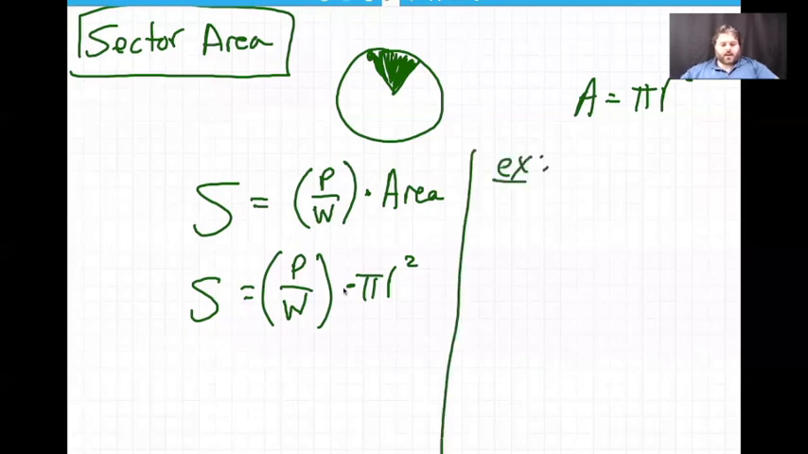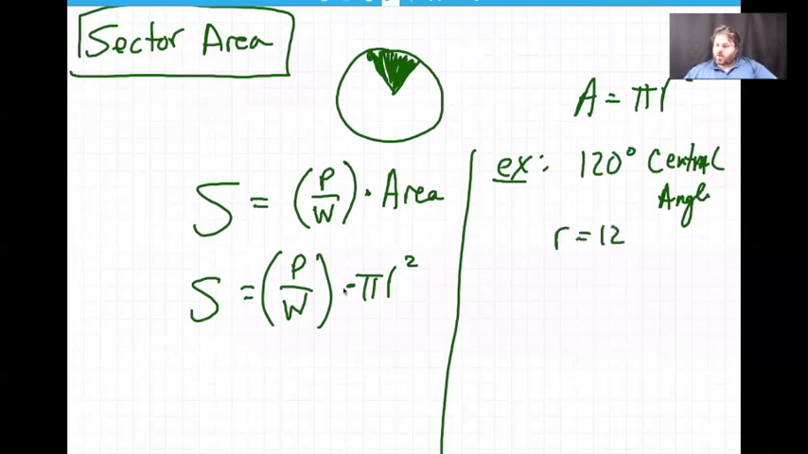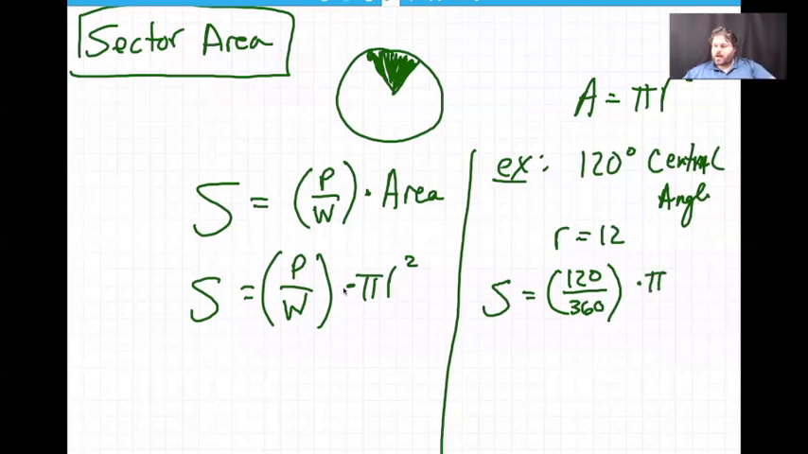Let's say that we've got a circle with a 120-degree central angle. It's the angle from the inside. We know that the radius of this circle is 12. So what we do is we say the sector area is the part over the whole. Well, we're talking about 120 degrees of the total 360. So that's my fraction: 120 out of the 360 times pi r squared.